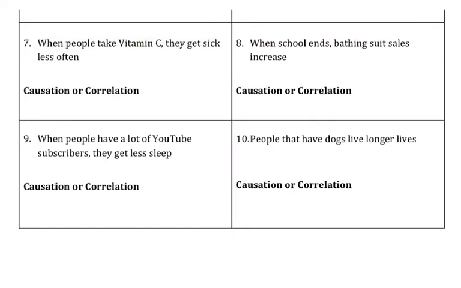Number 7. When people take vitamin C, they get sick less often. So does vitamin C cause people to get less sick? Absolutely. That's called causation. Vitamin C, you're taking it, so it's going to cause you to become less sick. You're not sick as often when you take vitamin C. So that's causation. Number 8, when school ends, bathing suit sales increase. Does one thing cause the other thing to happen, or is it just a pattern? Just because school's over, is everyone going out and buying a bathing suit? Causation, or is it just a pattern, a correlation?